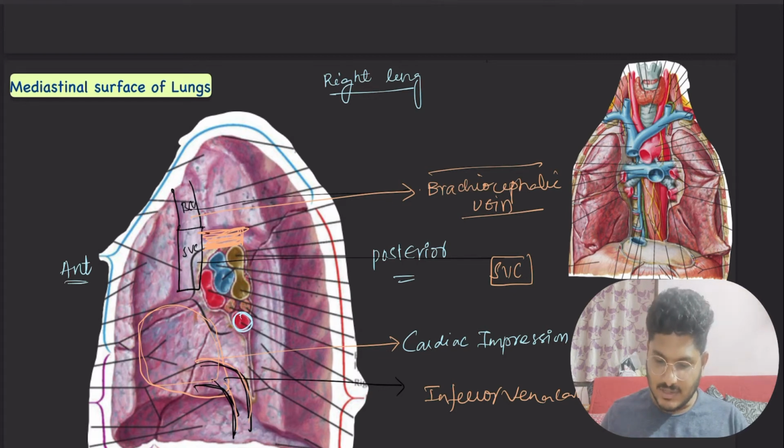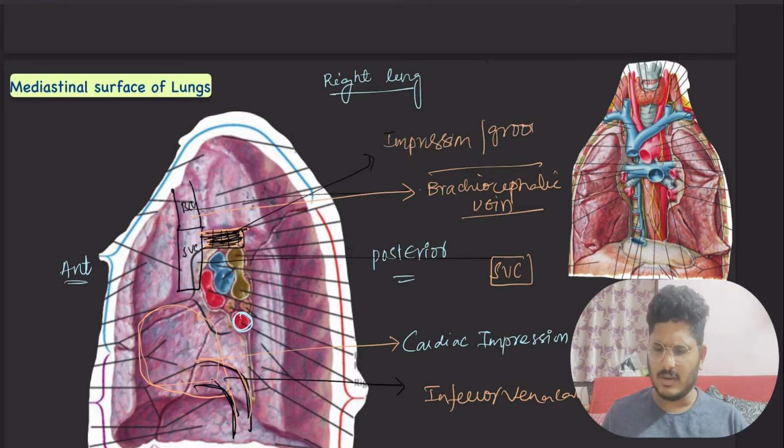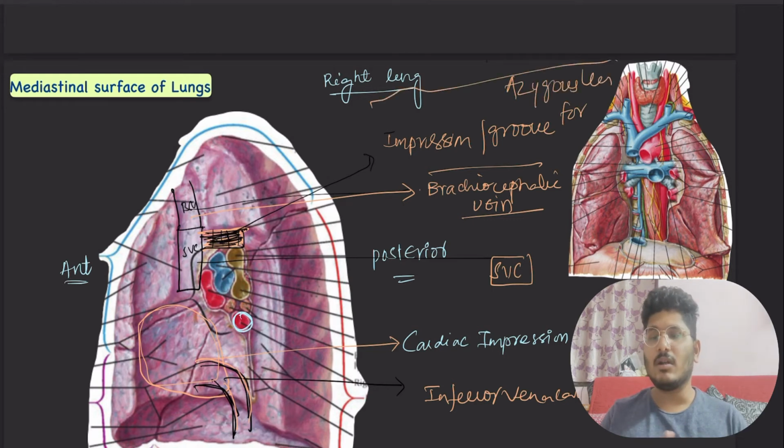So their impression is present over here on the mediastinal surface of the lung. This is the impression or groove, whatever it may be, for what? The azygous vein. So we have completed all the venous structures.